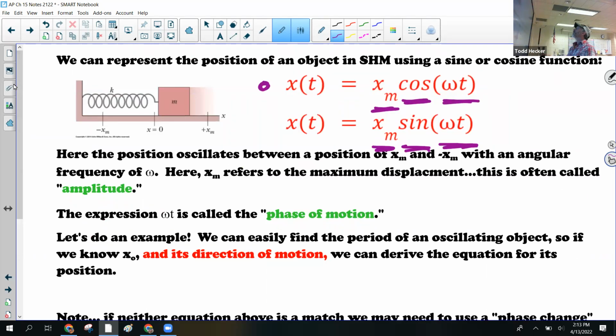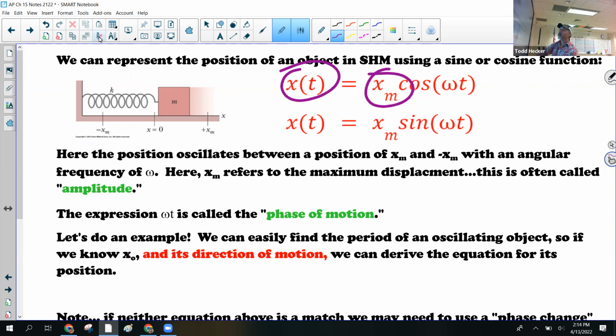Okay. So the idea is both sine and cosine oscillate between +1 and -1. So at its biggest, sine and cosine are 1. At the smallest, sine and cosine are -1, which means this value is going to oscillate between positive xm and negative xm. So xm refers to the maximum displacement. We often just call it amplitude. The amplitude is just your maximum displacement from your origin.